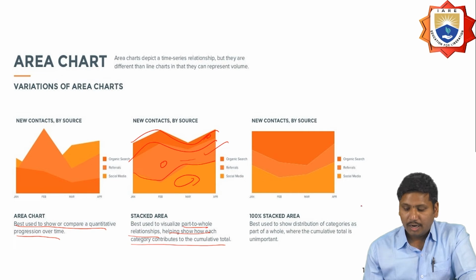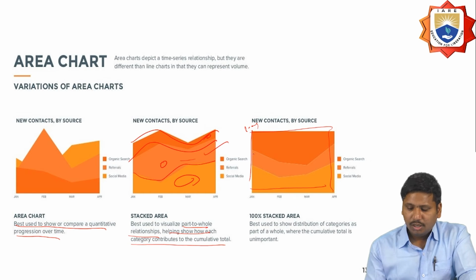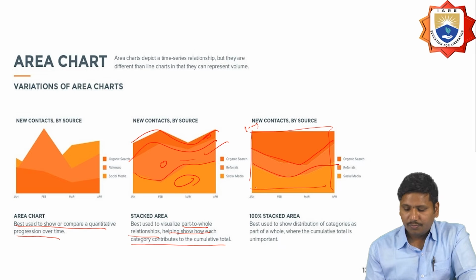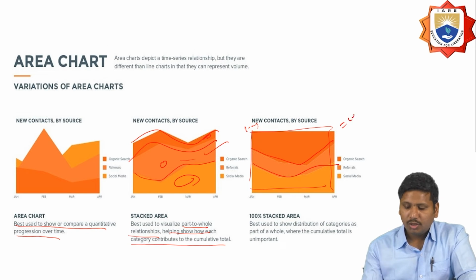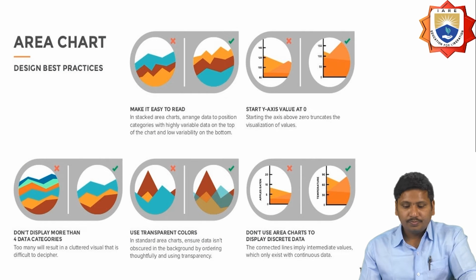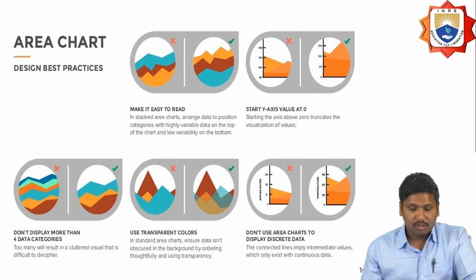The next one is the 100% stacked area. It should be almost equal to a rectangle, so 100% is maintained, which represents the area view. What I showed previously was a bar view, the 100% stack, right? In the same fashion, from the area point of view, it should match 100%. So that should be the 100% stack. Next, what design practices do we have to consider for the area chart?